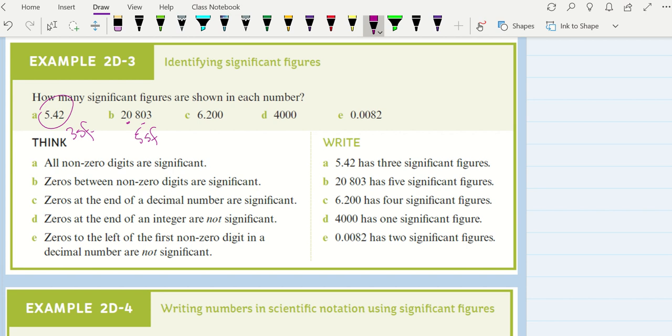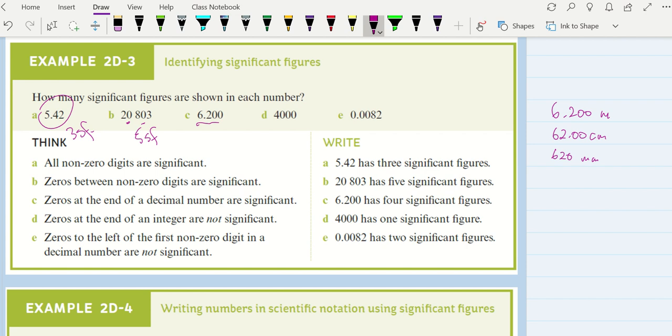Now, zeros at the end of a decimal number are significant. So let's have a look at this. So if I'm going 6.200 meters, let's just think about this. That's also like saying, what? I could say it's 62.00 centimeters or 620 millimeters. Is that right?